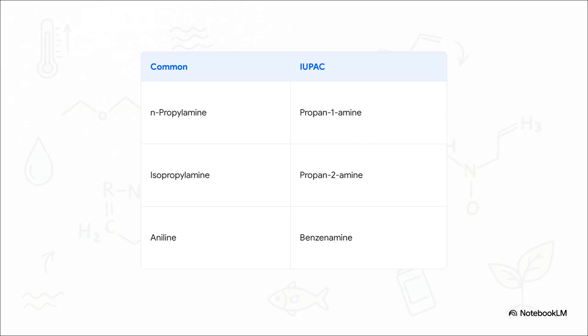But more importantly, it leaves absolutely zero ambiguity by clearly tracking the carbon chain length and the exact position of the functional group. Notice how N-propylamine becomes propan-1-amine, while its isomer, isopropylamine, is propan-2-amine. It even handles multiple amine groups seamlessly. Hexamethylenediamine just becomes hexane-1,6-diamine. It is a total lifesaver for chemists trying to decipher exactly what they're working with.